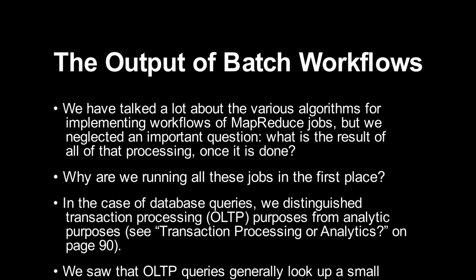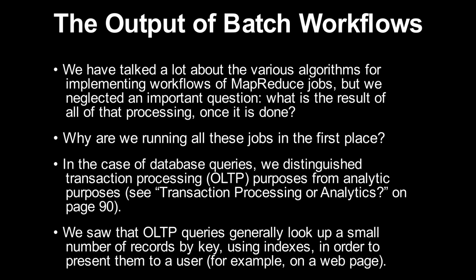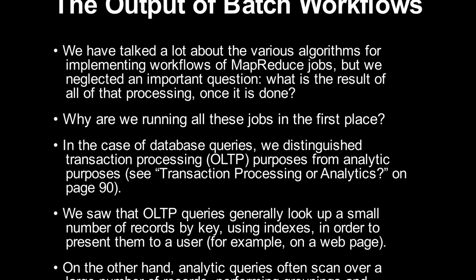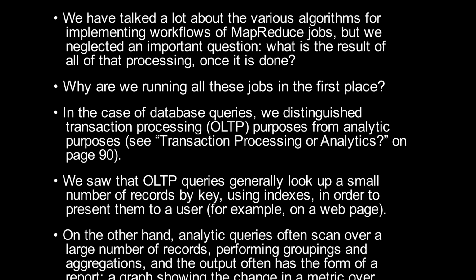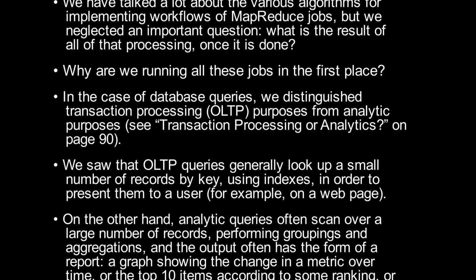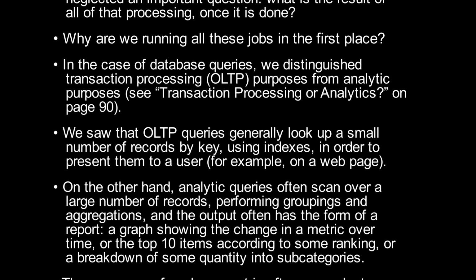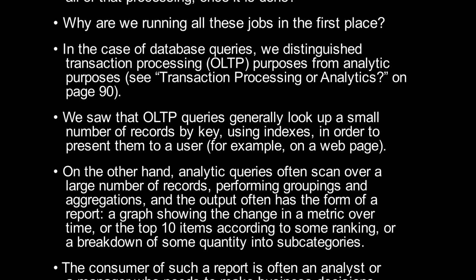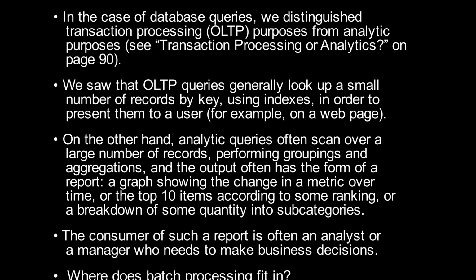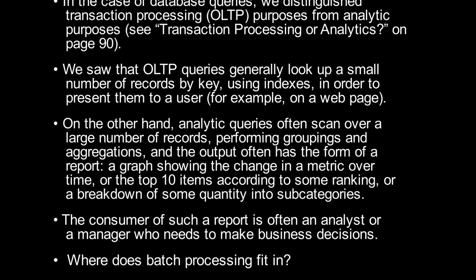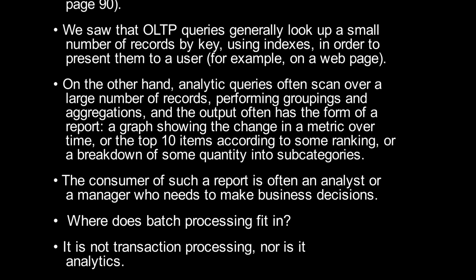In the case of database queries, we distinguish transaction processing (OLTP) purposes from analytic purposes. See Transaction Processing or Analytics. On page 90, we saw that OLTP queries generally look up a small number of records by key, using indexes, in order to present them to a user, for example, on a web page. On the other hand, analytic queries often scan over a large number of records, performing groupings and aggregations, and the output often has the form of a report: a graph showing the change in a metric over time, or the top 10 items according to some ranking, or a breakdown of some quantity into subcategories. The consumer of such a report is often an analyst or a manager, who needs to make business decisions.